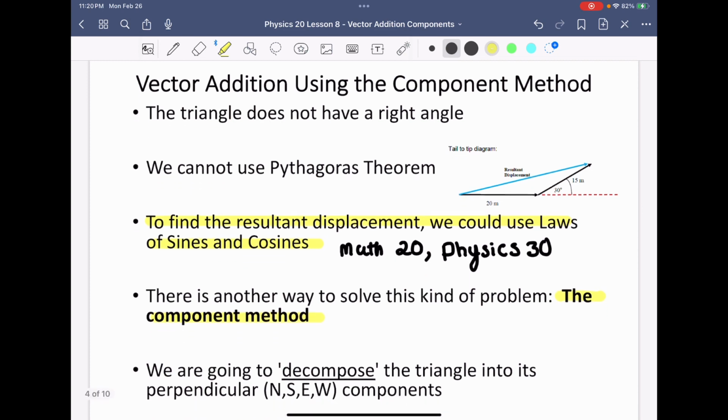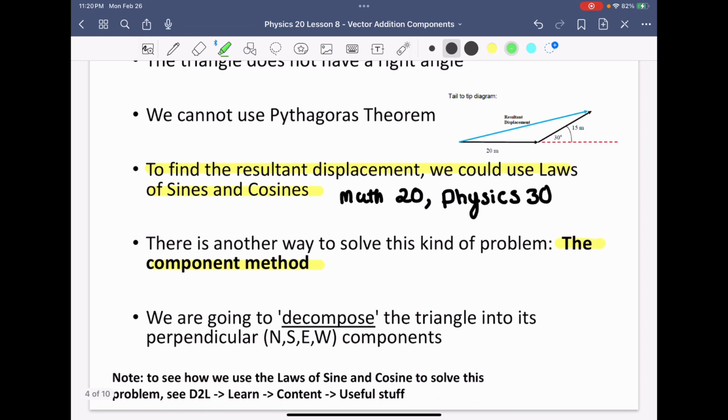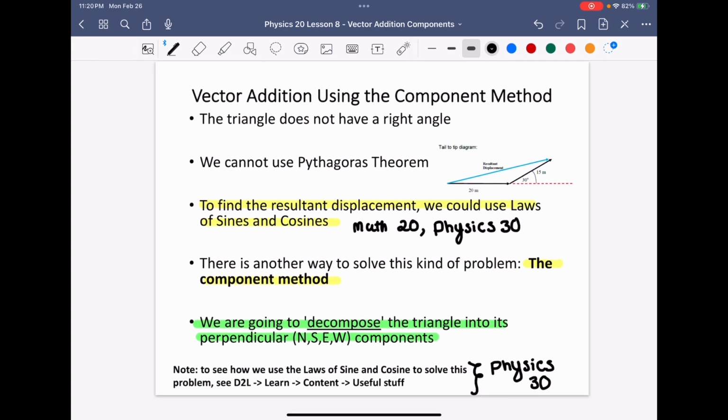The component method means we're simply going to decompose these, or break these triangles apart, into perpendicular components of north, east, south, and west. And again, down the road, you are definitely going to deal with the laws of sines and cosines in Physics 30, but that is a Physics 30 concept. Until you get there, we'll just keep it simple and do the component method. But if you're interested, you can go on D12 and look under the useful stuff. I'll have it linked there.